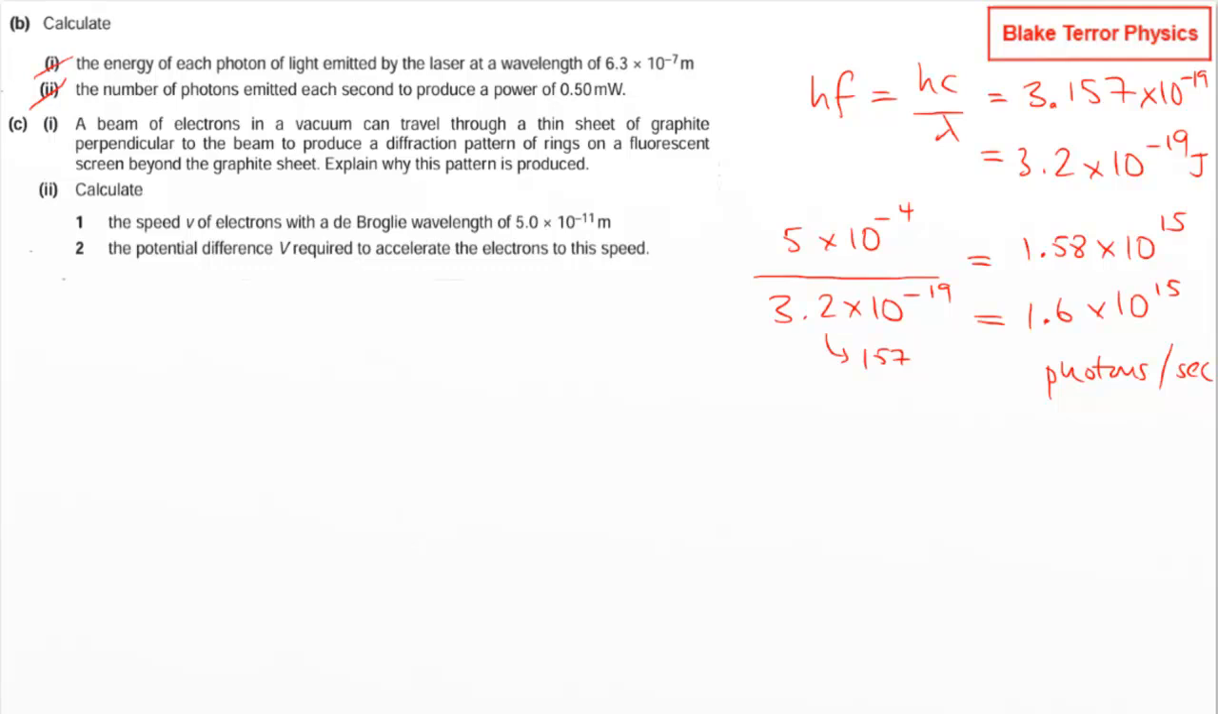A beam of electrons in a vacuum can travel through a thin sheet of graphite perpendicular to the beam to produce a diffraction pattern of rings on a fluorescent screen beyond the graphite sheet. Explain why this pattern is produced. Right, okay, these ones are always a little bit tricky. But again, don't worry about stating what seems to be the obvious. So let's start off then and say that electrons have wave behavior, because we've got diffraction. So we want to say clearly that if the electrons are diffracting, we've got some wave behavior. So let's make a statement of that.